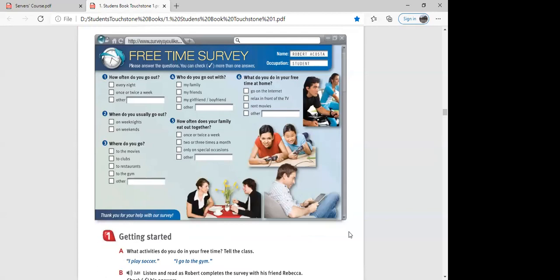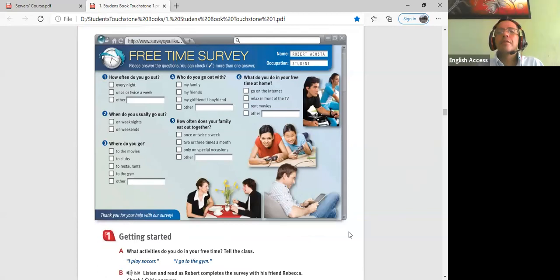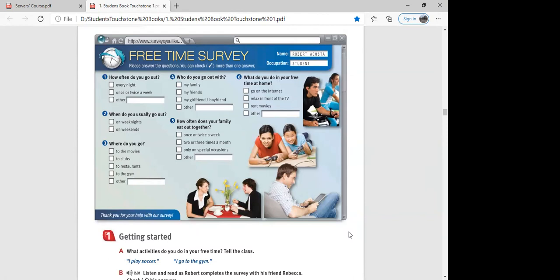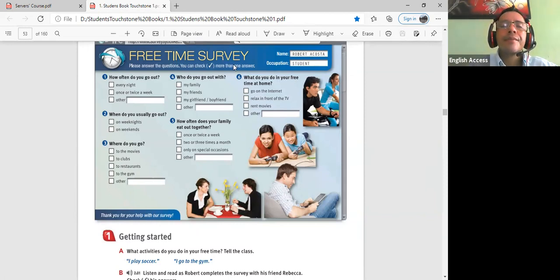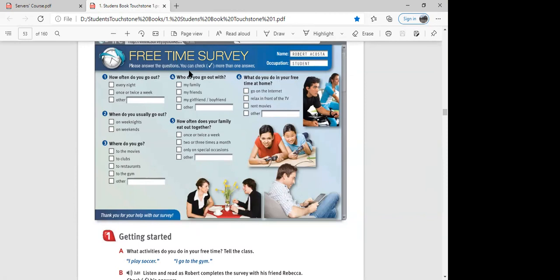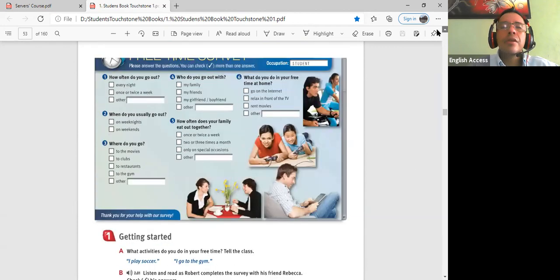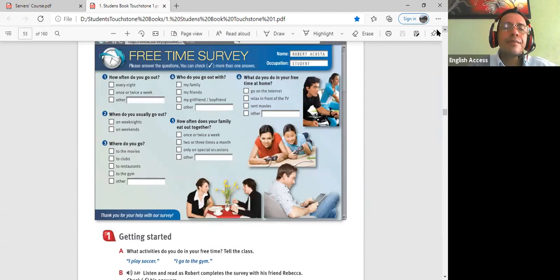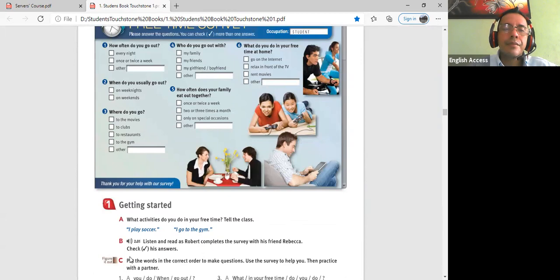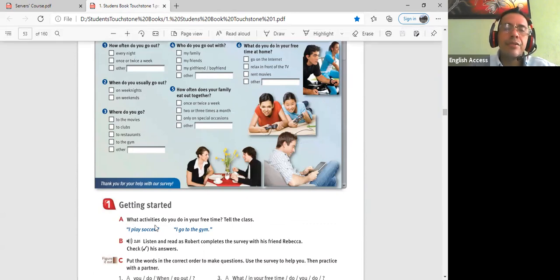Okie dokie, so we have a survey here. Can you see the book? It should be loading. Yes, I see. All right, so it's a free time survey. Please answer the questions. You can check more than one answer. Check the questions you have from number 1 to number 6. Then this is the exercise we just did, the activities you do in your free time.